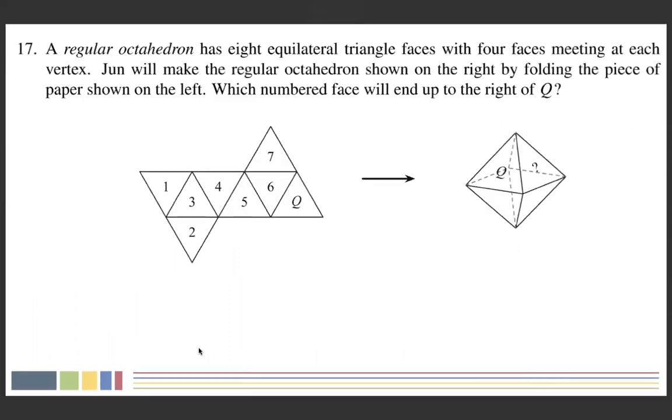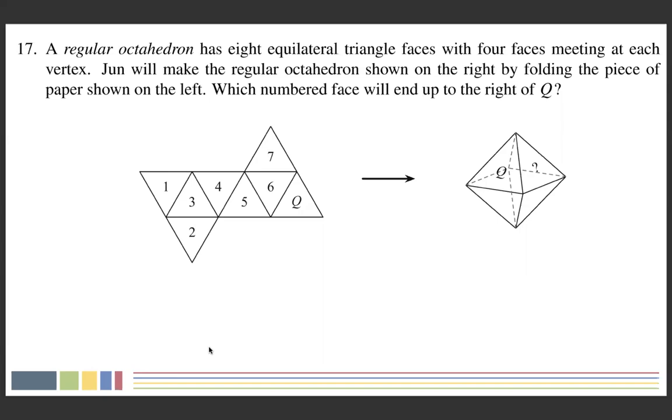Okay, so this is the 2023 AMC 8 problem number 17. A regular octahedron has 8 equilateral triangle faces with 4 faces meeting at each vertex. June will make the regular octahedron shown on the right by folding the piece of paper shown on the left. Which numbered face will end up to the right of Q?